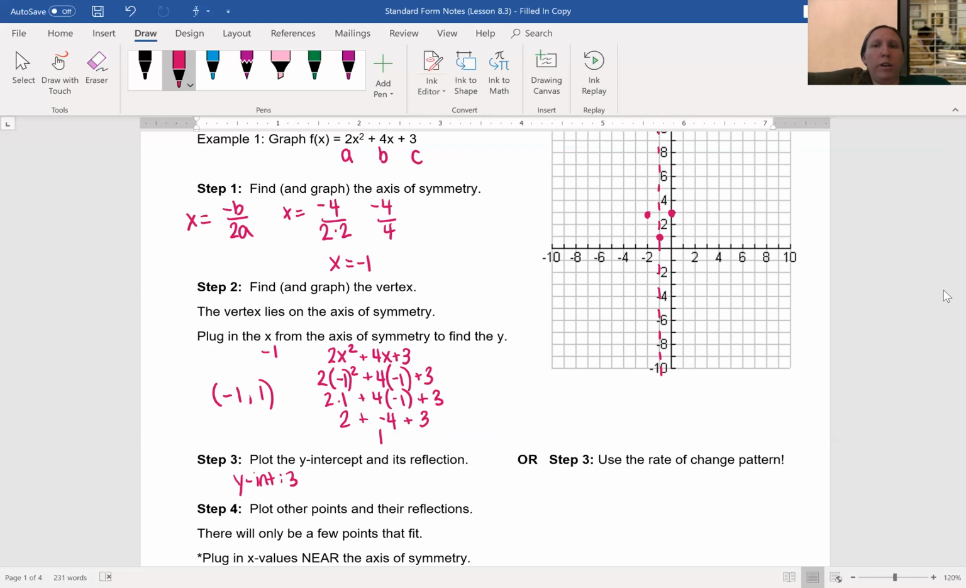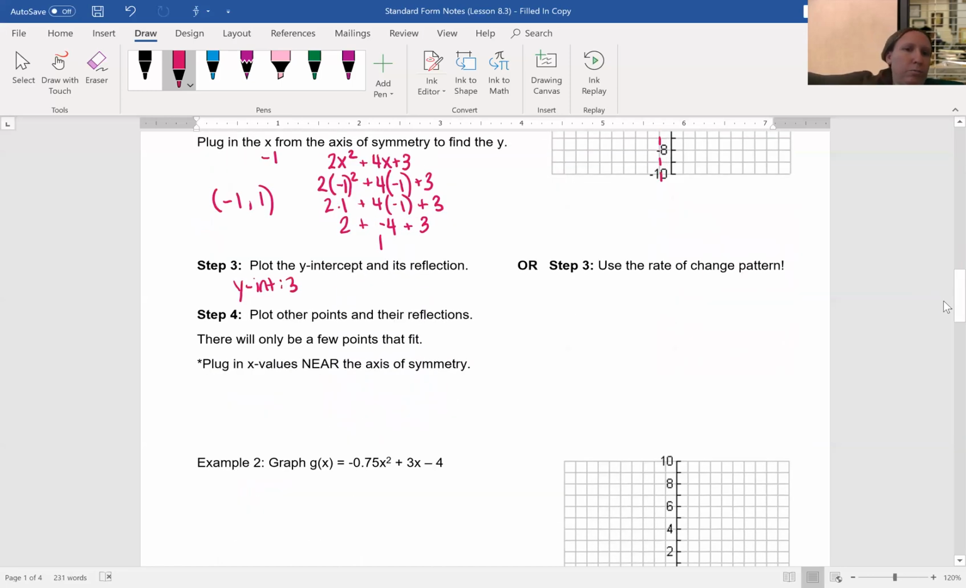I'm thinking 1 or -3 would be a good point to plug in. And if I have a choice of those, I'm definitely going to plug in 1. To me, plugging in +1 is definitely a lot easier than plugging in -3. You could plug in -3 if you wanted to, but I think it's silly. So we're going to plug 1 into this equation. Okay, so once again, 2x squared plus 4x plus 3.